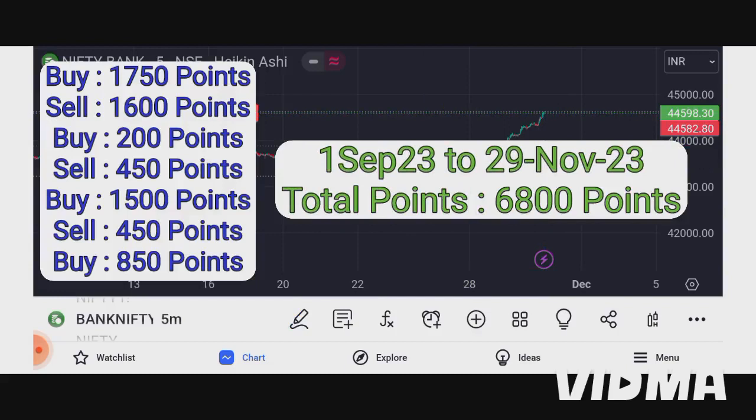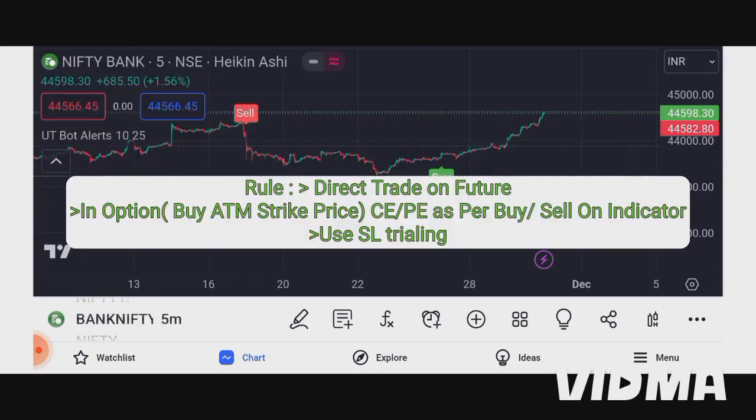So that is the indicator. You just go and test that, and it is the best setting because I tested a lot of settings. So use this indicator.